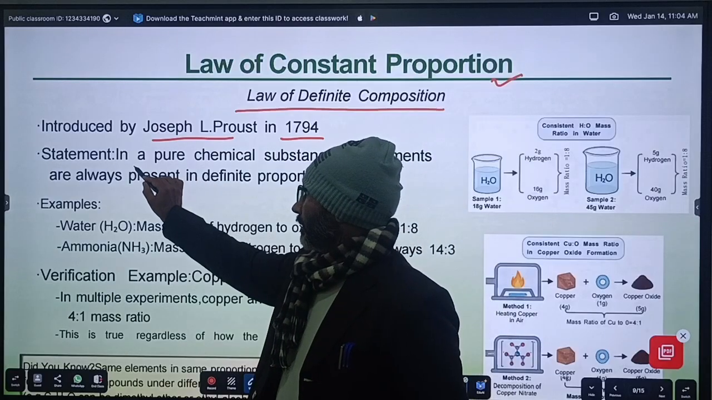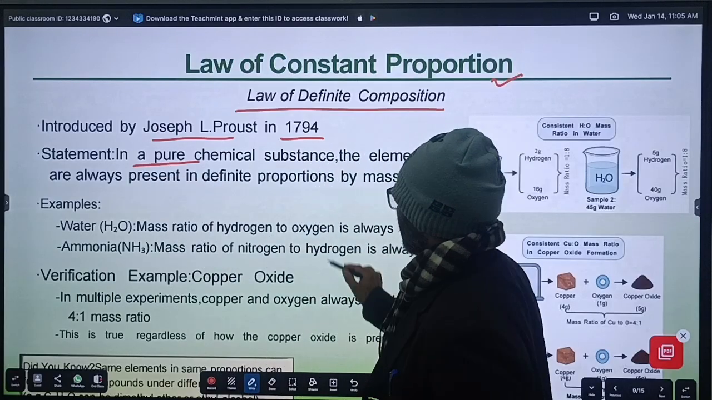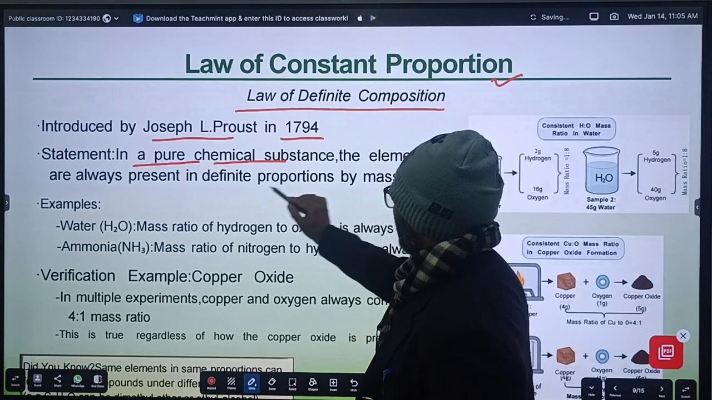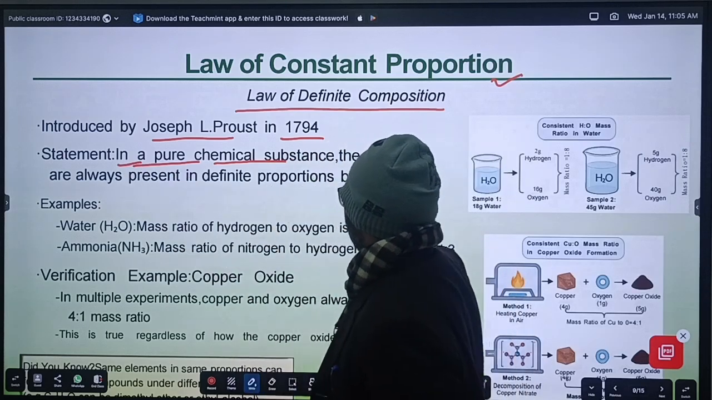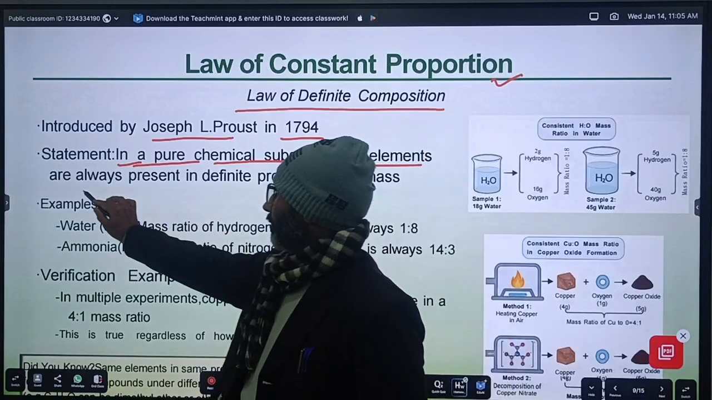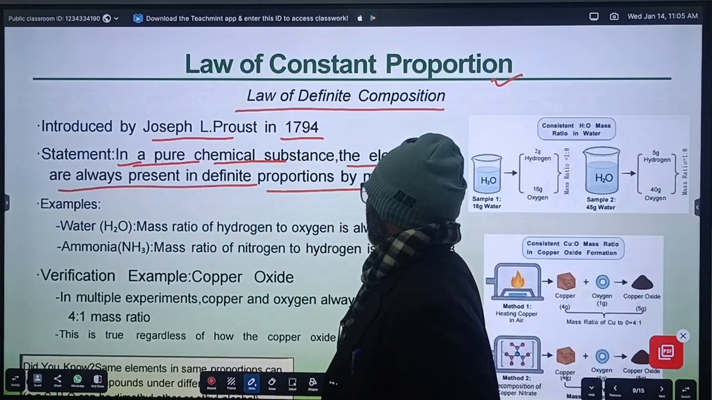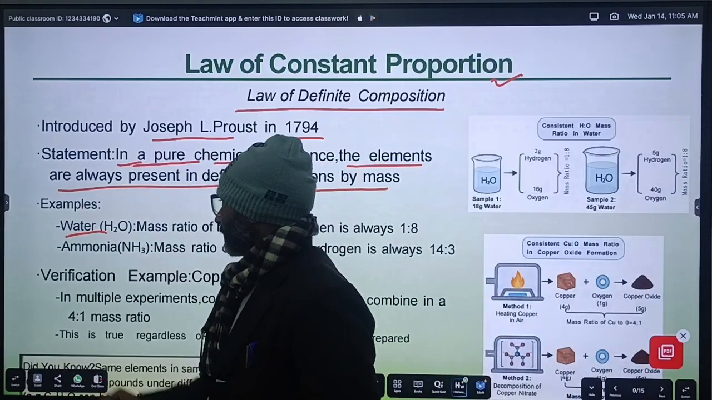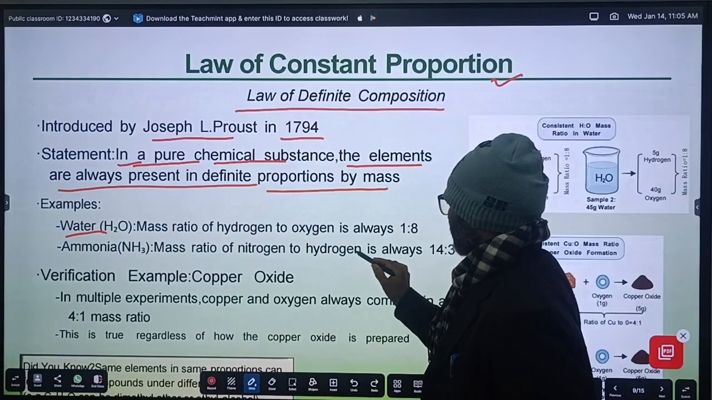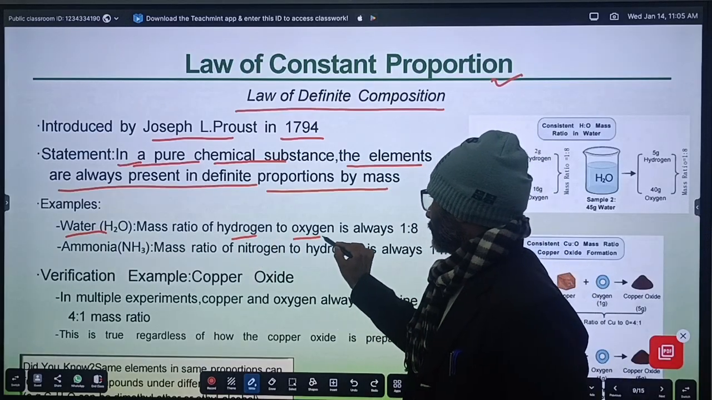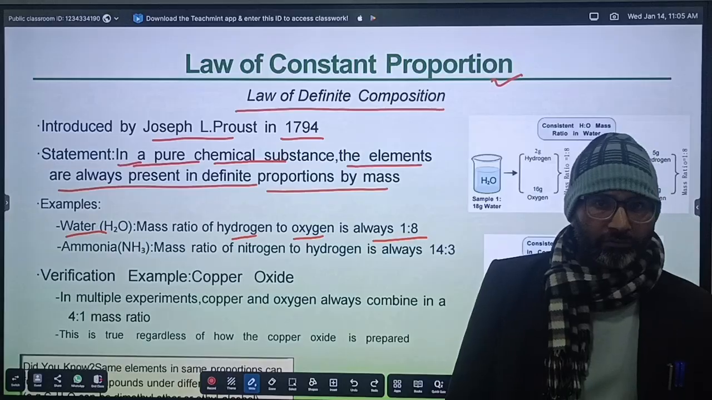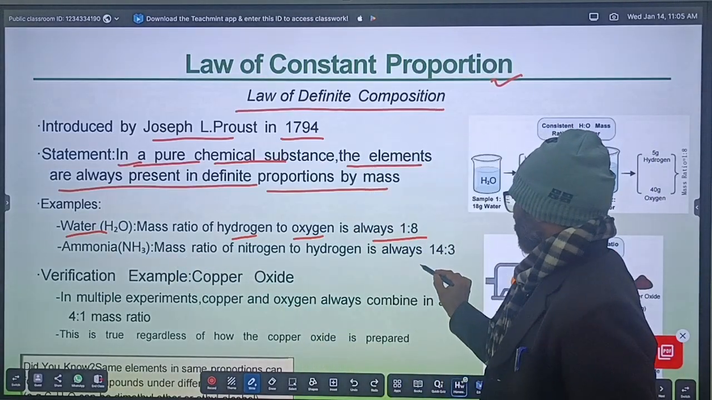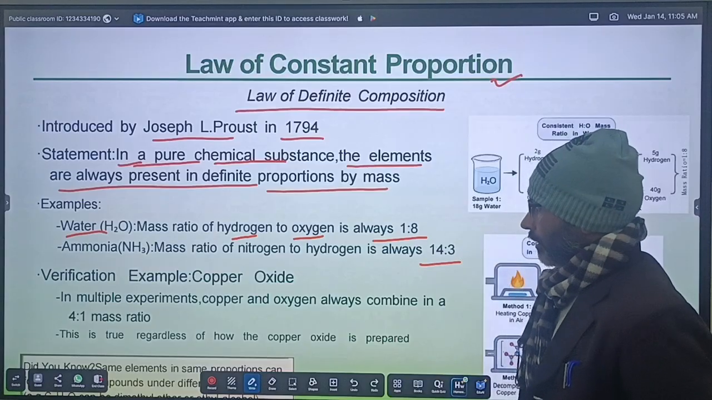What is the statement? A pure chemical substance, meaning a compound, always has its elements present in a definite proportion by mass. Example: water. What is the mass ratio of hydrogen to oxygen? It is 1 to 8. And in ammonia, nitrogen to hydrogen comes out 14 to 3.